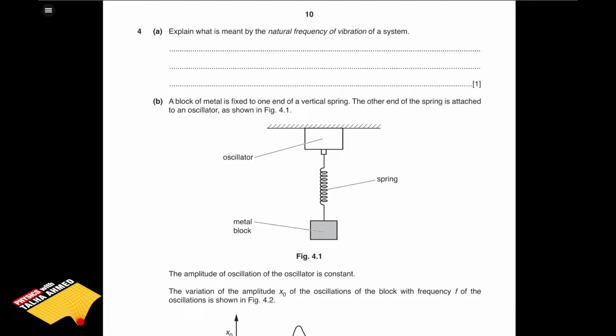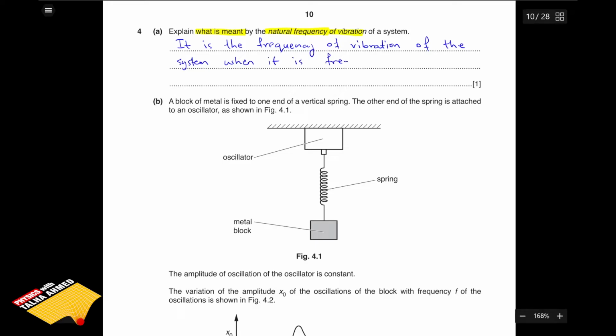Okay, so we are going to begin question number 4 now. Part A is saying, explain what is meant by the natural frequency of vibration of a system. So, natural frequency is when a system is allowed to vibrate freely. By vibrating freely, what I mean is that there are no resistive forces, no external forces, and no driving forces on the system. It's just the restoring force of the spring or whatever is making it vibrate back and forth. There is no other force, no air resistance, no friction, no oscillator attached to it. That's what the natural frequency of a system is.